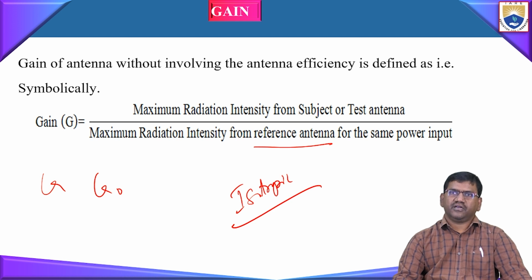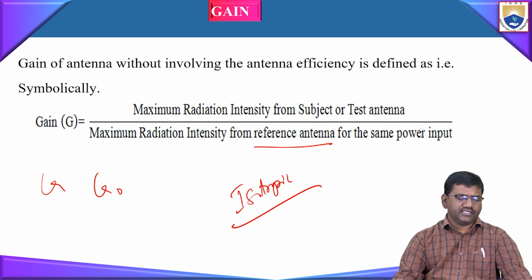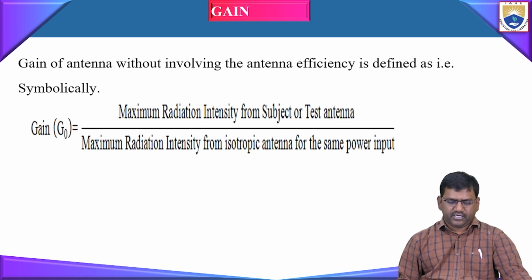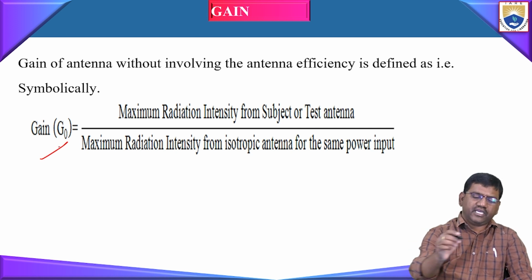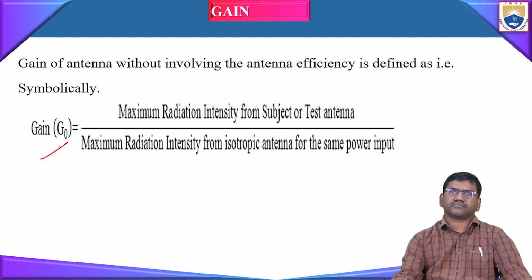It radiates uniformly in all directions. Hence, it is a lossless antenna. Hence, it is taken as the reference antenna. Now, another definition for gain. We can also define it in terms of G naught, the gain with respect to the isotropic antenna.